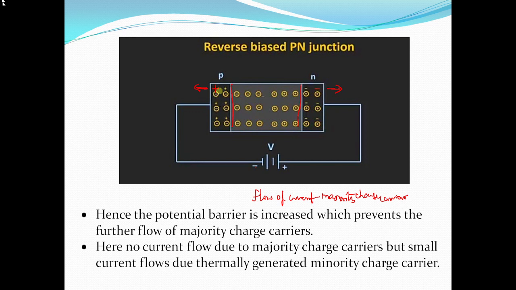Okay, but here in P-type there are minority charge carriers. What are the minority charge carriers? Electrons. For N-type, the minority charge carriers are holes, but minority charge carriers are very few in number. So what happens to minority charge carriers? This is negative, this is negative, so these minority charge carriers move towards the junction. Here positive, positive, they repel, and so they move towards the junction. So minority charge carriers are able to cross the junction, which means there is a small current.